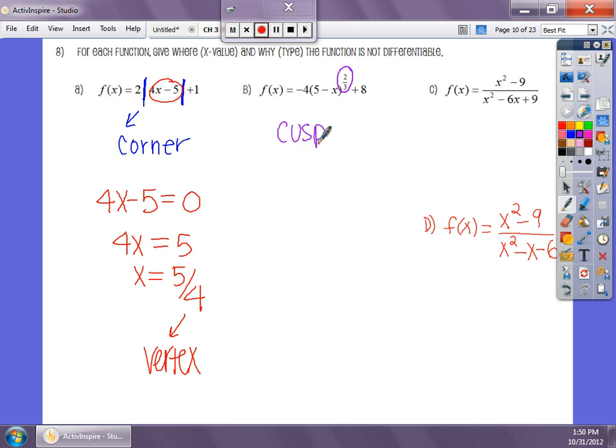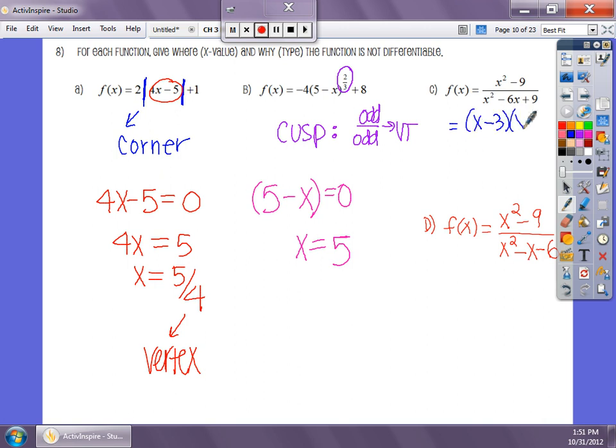I know that an odd over odd that's less than 1 would make a vertical tangent power. So take what's inside of the power and set that equal to 0, so I get that x is equal to positive 5. So there's a cusp at x equal to positive 5. Now the next two I did in class.